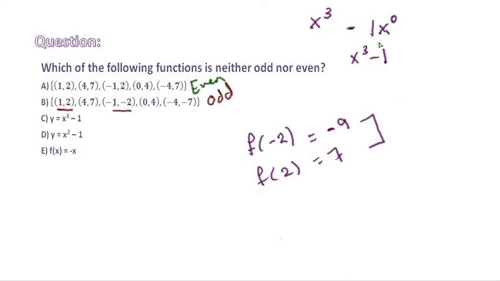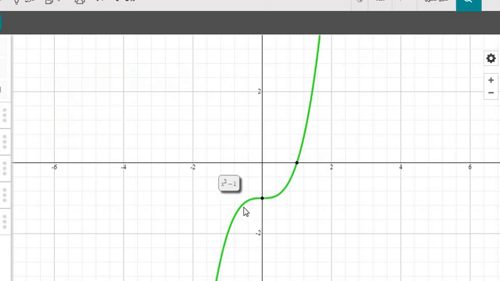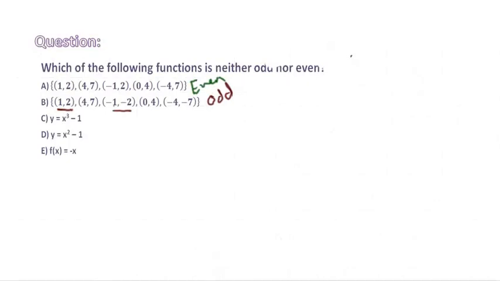To make sure that you got this idea, I will show you the graph of this function, x cubed minus 1. This is the graph. It's not symmetric about the y-axis and it's not symmetric about the origin. So it's not even and not odd. It's neither. Now we can say that this is the correct answer, C. But let's check it for the other answers to make sure that you understood the idea.